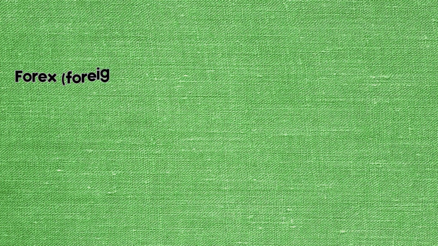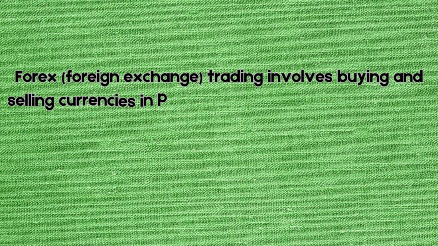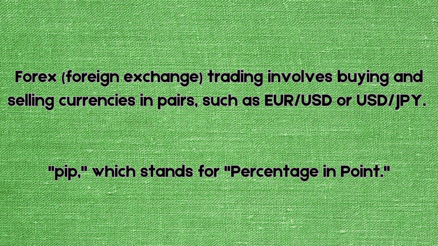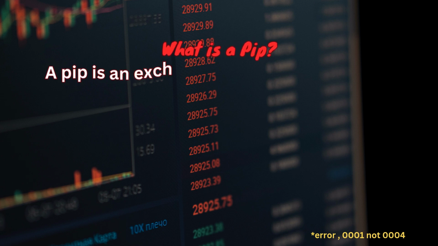So let's get started. As you all know, forex trading involves buying and selling currency in pairs such as EUR/USD. We have gold, we have USD/JPY. A crucial concept in forex trading is the pip, which stands for percentage in point. Understanding pips is essential for calculating profit, loss, and overall trading performance. So, what is a pip?